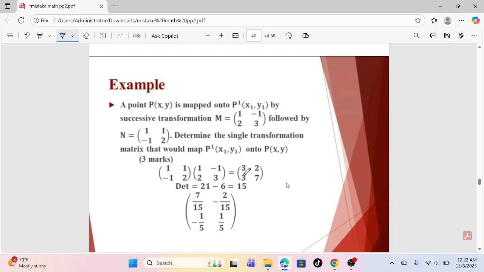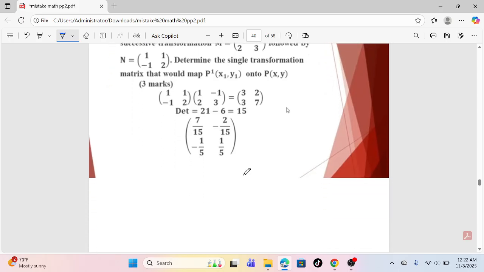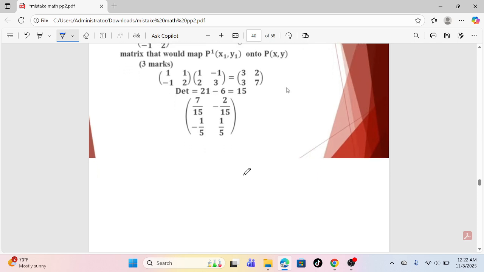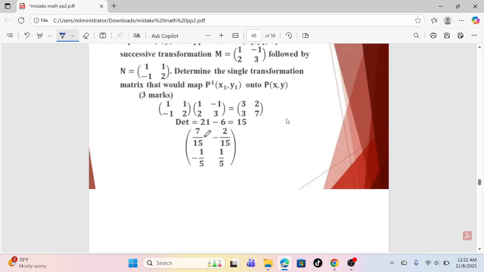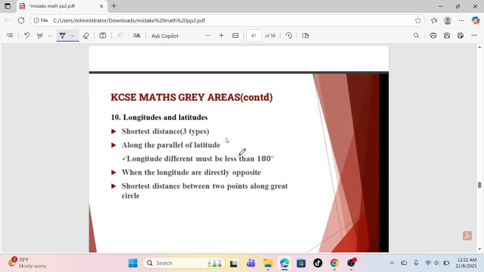A point P(x, y) is mapped onto P prime (x1, y1) by successive transformation M. I think this was last year 2023 or 2024, I don't know, but it was this previous year 2024, I think. Find the single transformation matrix that maps P1, that is P prime (x1, y1), onto P(x, y). So that is the first of all, after the determinant. After that you will get your answer.